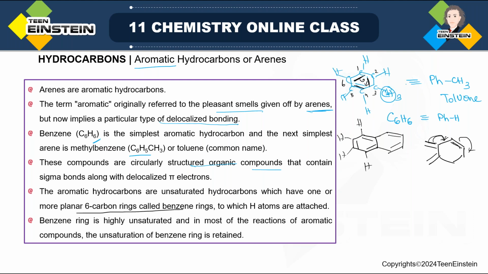The benzene ring is highly unsaturated, as you can understand, and in most reactions of aromatic compounds, this unsaturation of the benzene ring is retained. So when you have a reaction in the benzene ring, what happens? These hydrogens are basically replaced by some other group. That means these C=C double bonds are still intact.